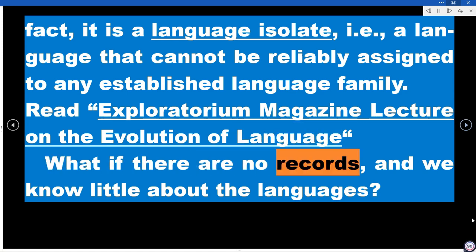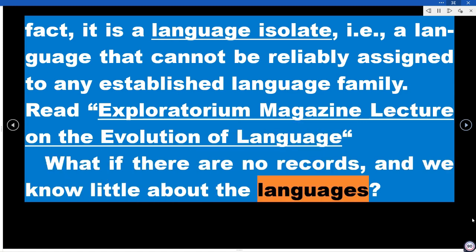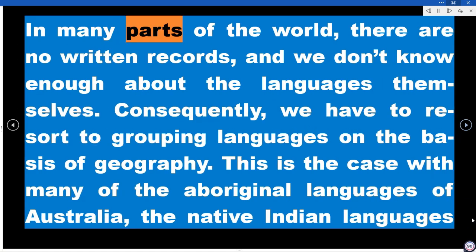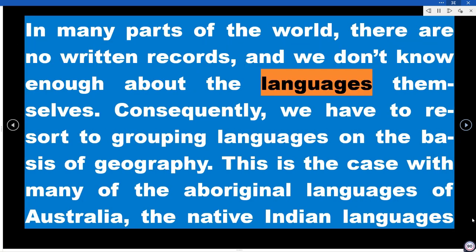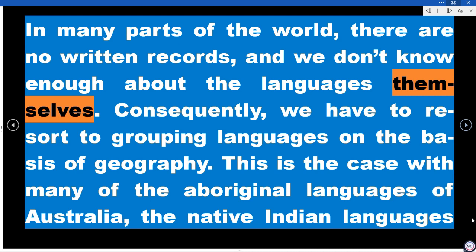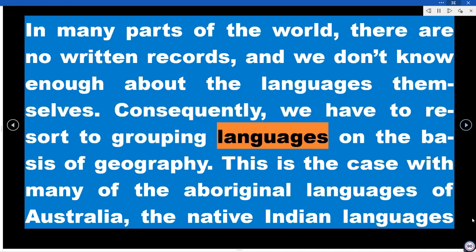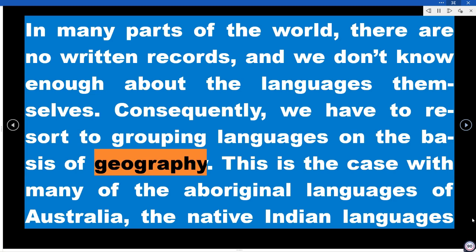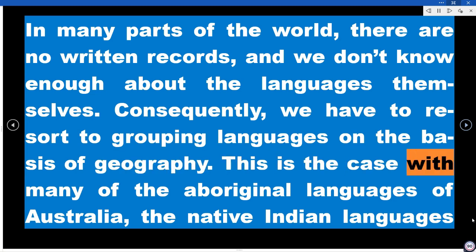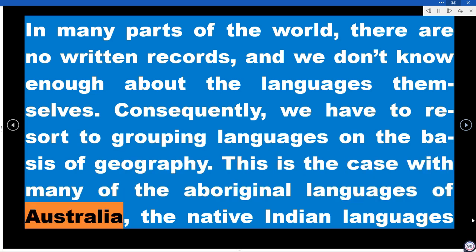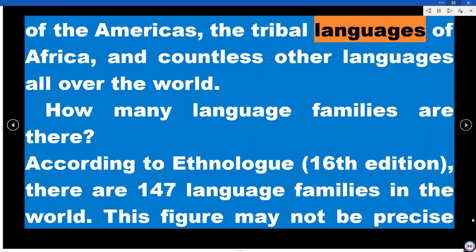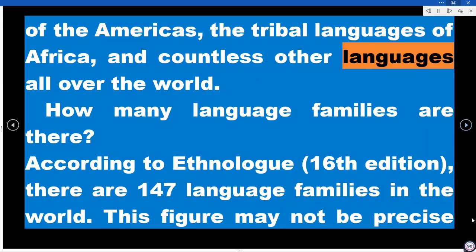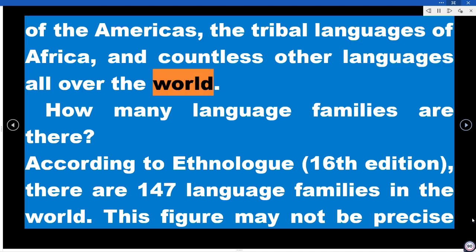What if there are no records, and we know little about the languages? In many parts of the world, there are no written records, and we don't know enough about the languages themselves. Consequently, we have to resort to grouping languages on the basis of geography. This is the case with many of the Aboriginal languages of Australia, the native Indian languages of the Americas, the tribal languages of Africa, and countless other languages all over the world.